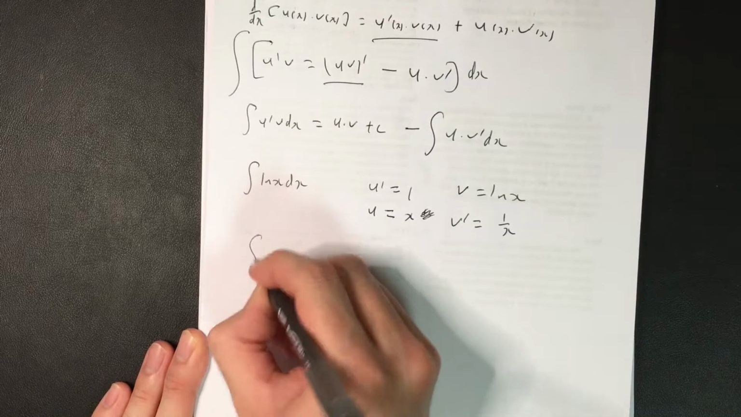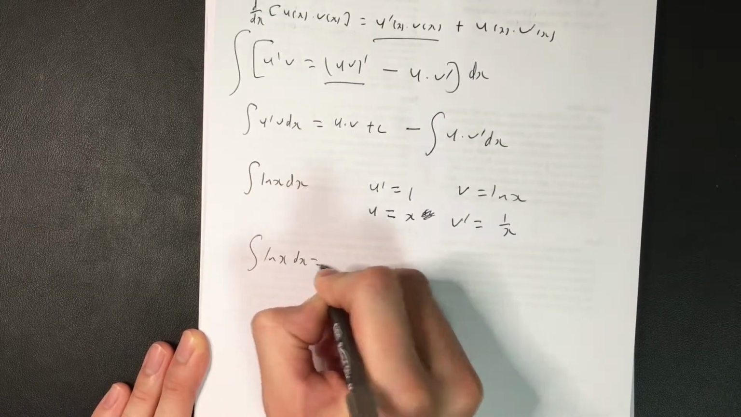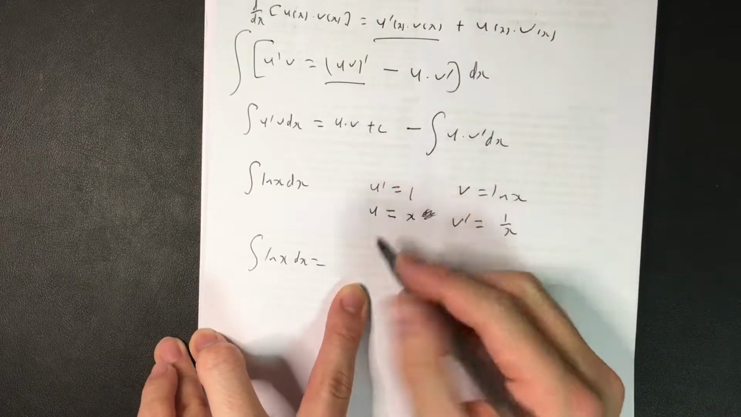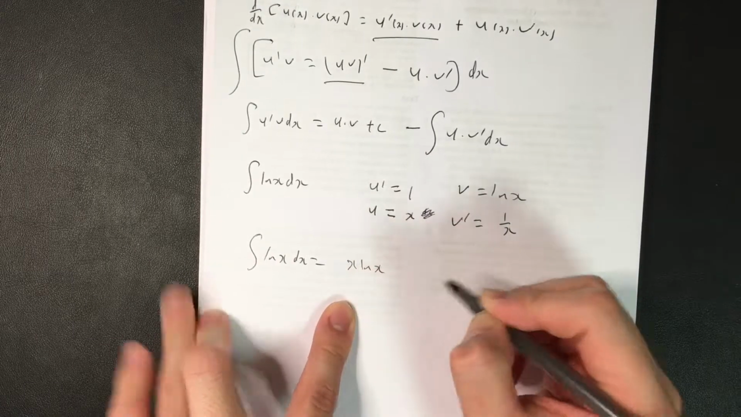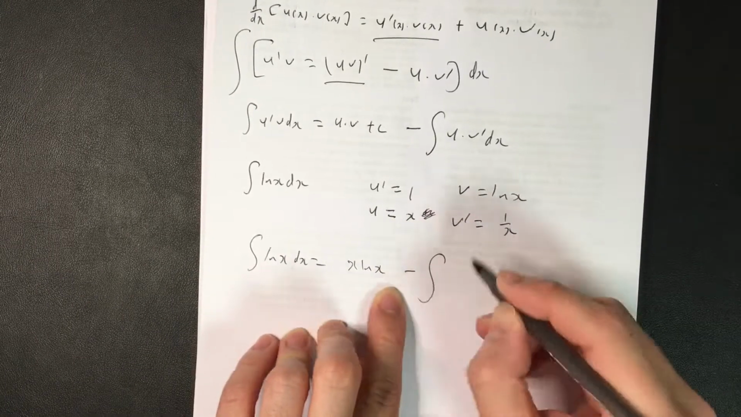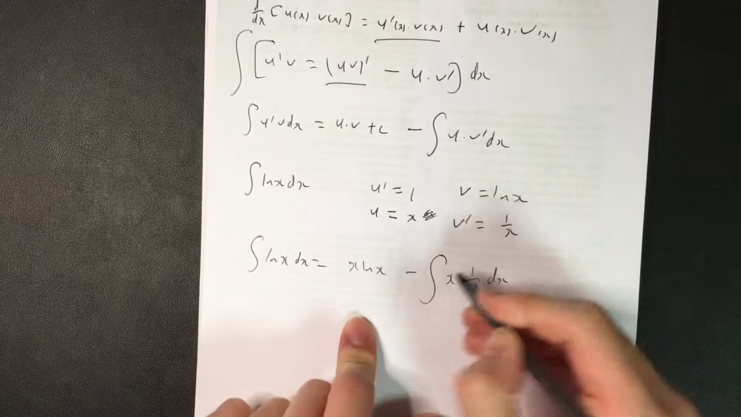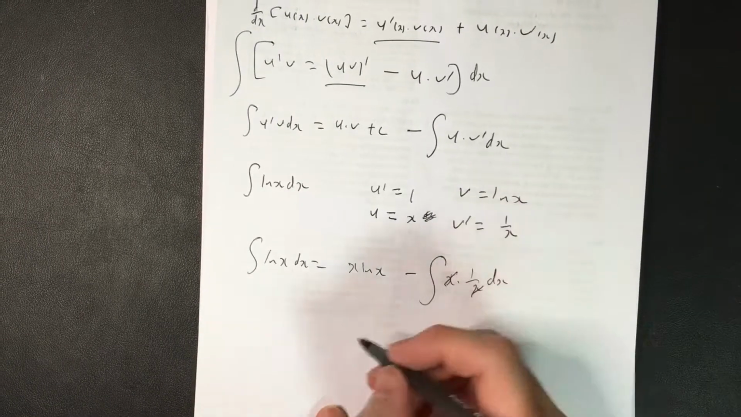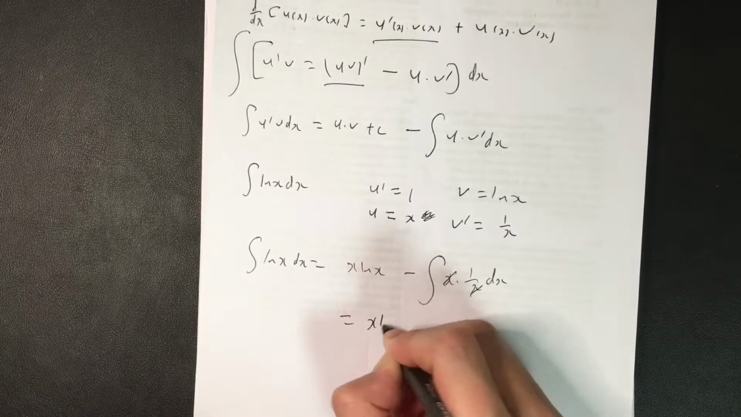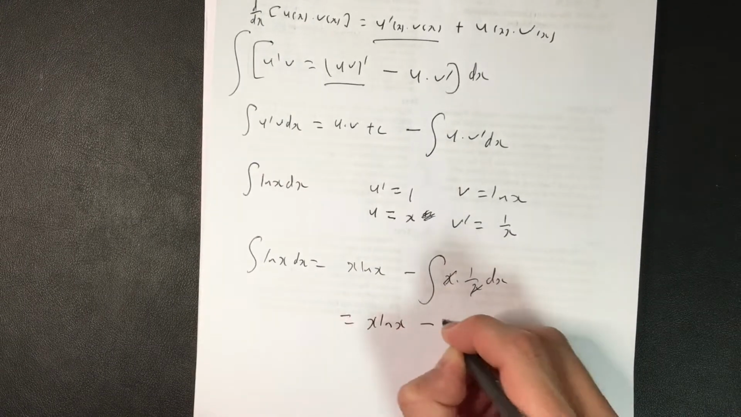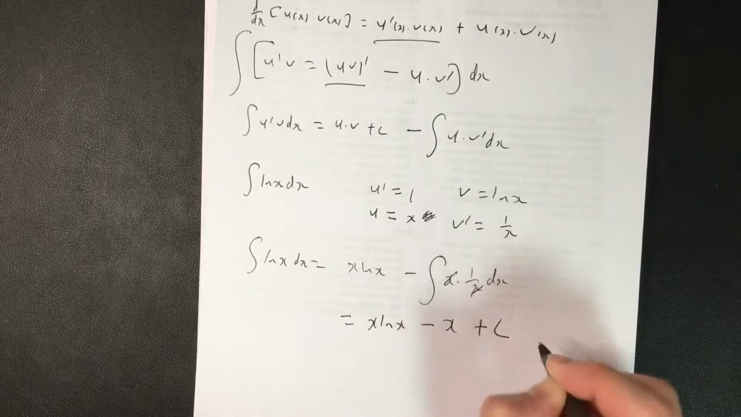So therefore, the integral of natural log dx would be u times v, which is x times natural log of x, minus the integral of u v prime, which is x times 1 over x dx, and this cancels out to become 1, and this expression becomes x ln x minus x plus some constant c.